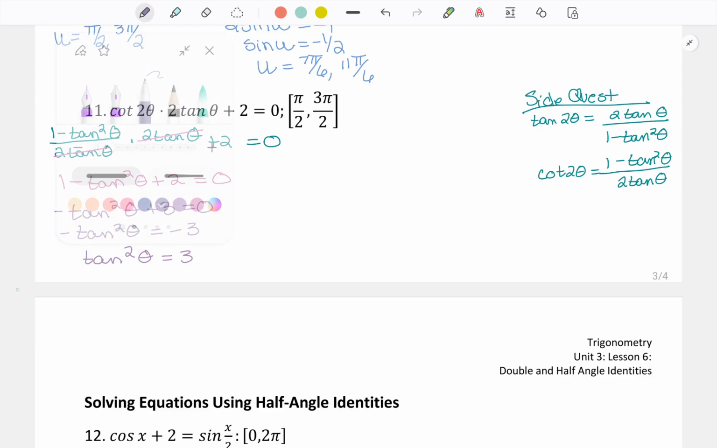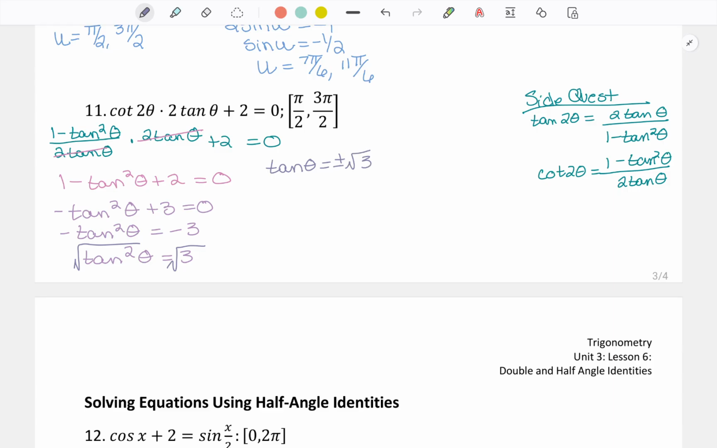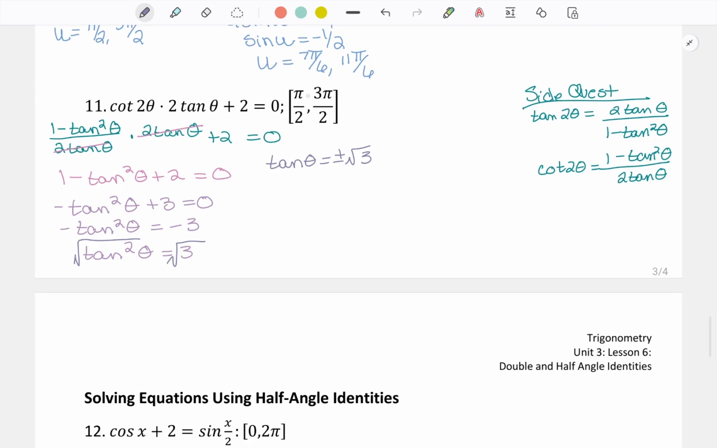And then we have to take that square root. And so we have tangent theta equals plus or minus the square root of 3. So we have to look in quadrants 2 and 3 for the values of tangent that satisfy this. And that is going to be theta equals 2 pi over 3 and then 4 pi over 3.